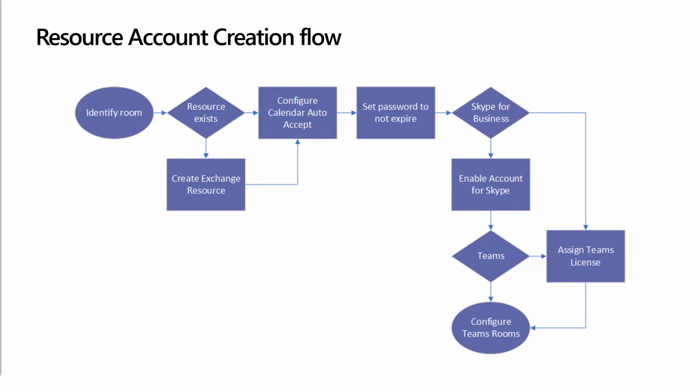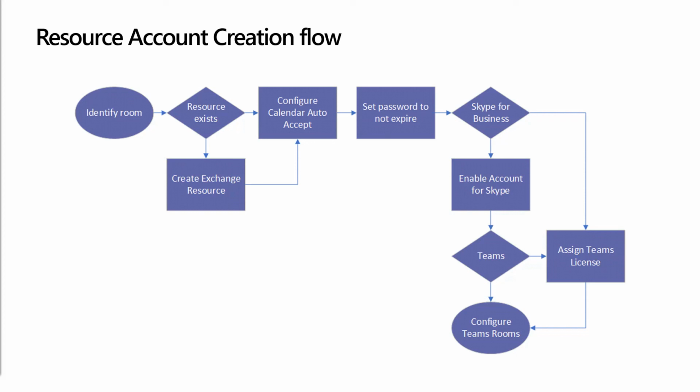Once we've set the auto accept parameters for the Exchange mailbox, we'll set the password to not expire. Resource accounts must have their password set to not expire. Otherwise, after, let's say, 90 days, the account will not be able to sign into Teams Rooms. And in that scenario, no one will be able to join meetings in that room until someone physically changes the password on the Teams Rooms application. In order to avoid this scenario, we set the password to not expire.